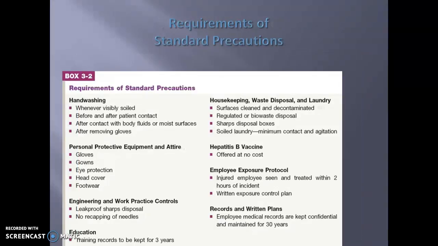Standard precautions, you're going to always do hand washing. Hand hygiene is the number one defense against infection that you could possibly have. So when that comes up over and over again, always remember hand washing, the number one precaution you can take to not transmit infection and also to prevent yourself from becoming infected.